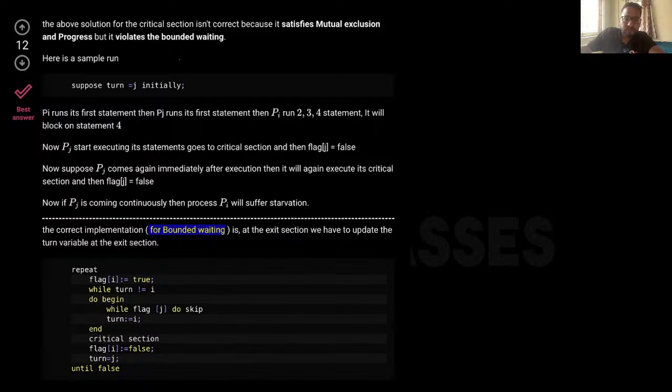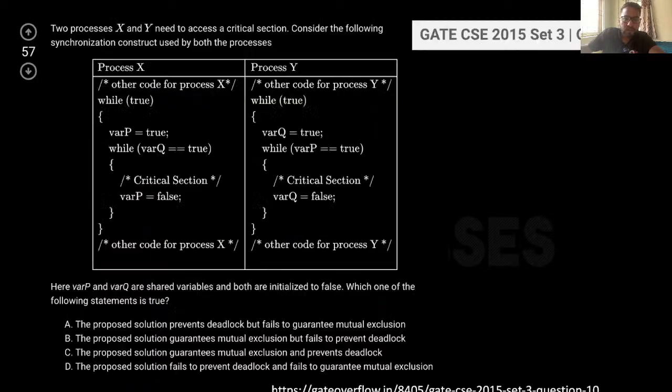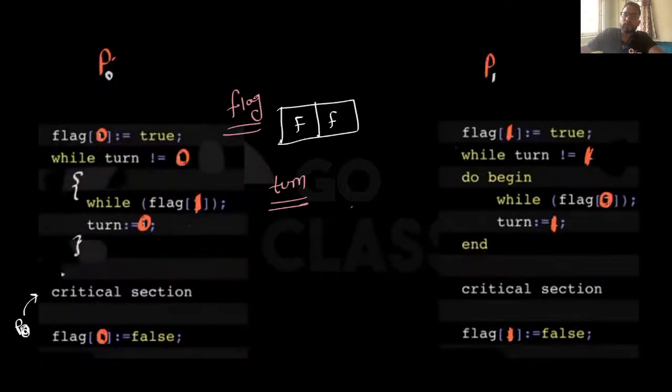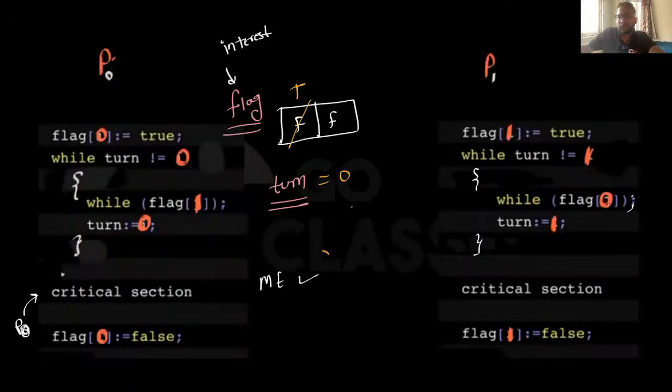Okay, see here what answer they are giving. The above situation satisfies the mutual exclusion and progress and violates the bounded waiting. So anyway, the mutual exclusion is satisfied here. Now let's just check if progress is satisfied.